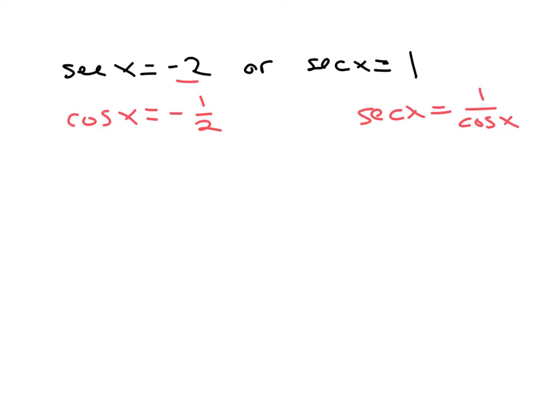Similarly, if secant x is equal to 1, then cosine is equal to the reciprocal. Well, the reciprocal of 1 is 1. If you want to think of that 1 as 1 over 1, then when you take the reciprocal, it's still 1 over 1.